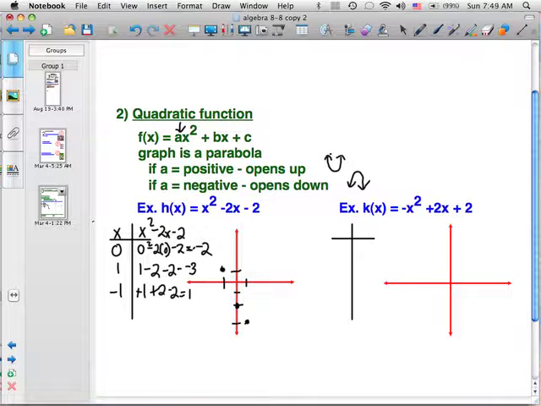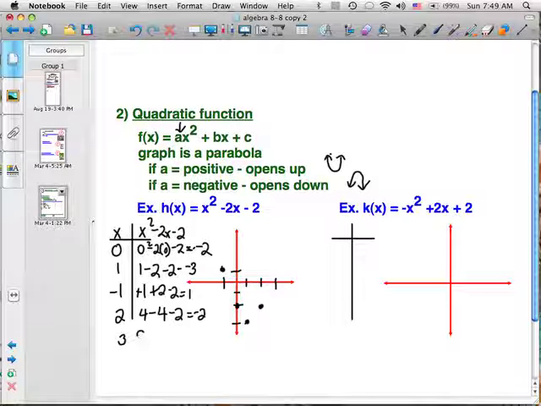Okay, let's try if x is 2. Let's see what happens. If x is 2, we get 4 minus 2 times 2, which is minus 4, minus 2. So we get 4 minus 6, which is negative 2. So if x is 2, y is negative 2. And then if we evaluate at 3, we get 9 minus 6 minus 2, which is 1. So if x is 3, y is 1.